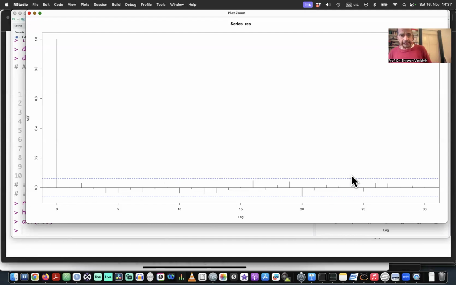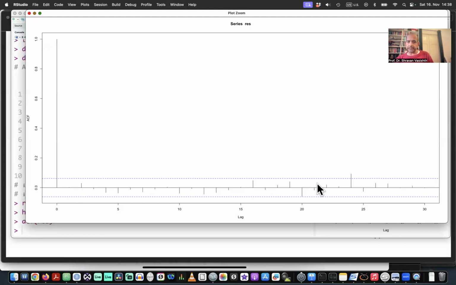So generally speaking, if you see an ACF function on the residuals that looks like this, and this is all frequentist stuff, this is nothing to do with Bayes. Actually, this is just a standard frequentist approach to check for autocorrelations in any vector of data, but in this case, residuals.